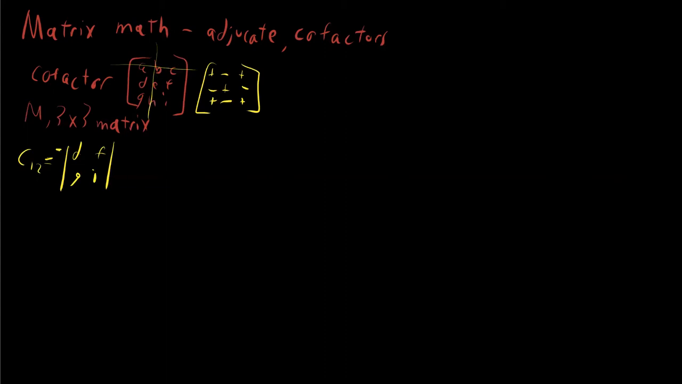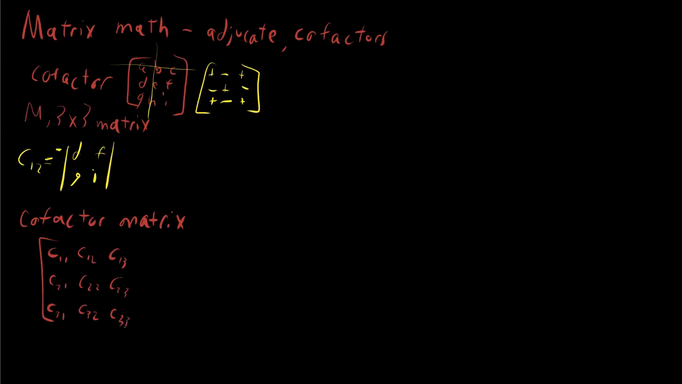And now you can introduce the concept of a cofactor matrix. The cofactor matrix is simply the matrix by which you have performed and calculated the cofactor for every single position: C11, C12, C13, C21, C22, C23, C31, C32, and C33, right? Where you've crossed out the elements of a particular row and column, calculated the determinant, and multiplied it by the matrix of positives and minuses relative to that position. And this matrix is the cofactor matrix.